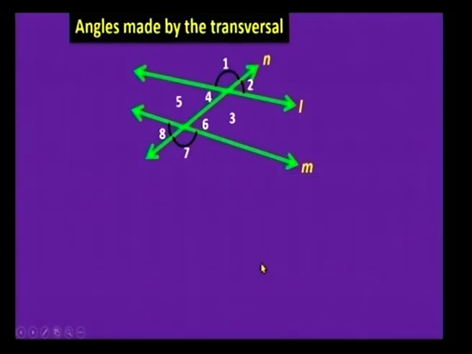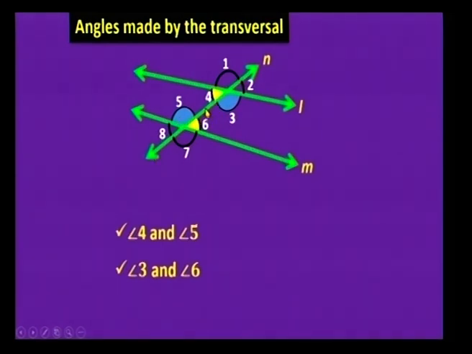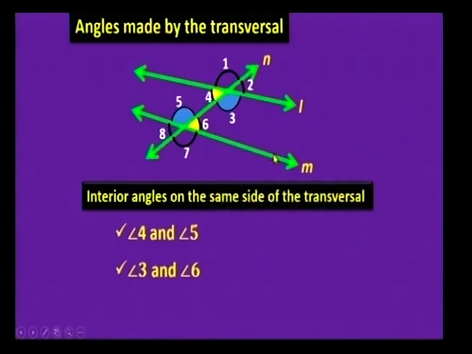Now, let us see another type of angles, angle 4 and angle 5, also angle 3 and angle 6. If you notice 4 and 5, they are on the same side of this transversal. Similarly, 3 and 6 are on the same side of the transversal. Such angles are called interior angles on the same side of the transversal. So, children, till now we have seen the different pairs of angles which are formed by the transversal when it intersects two lines.